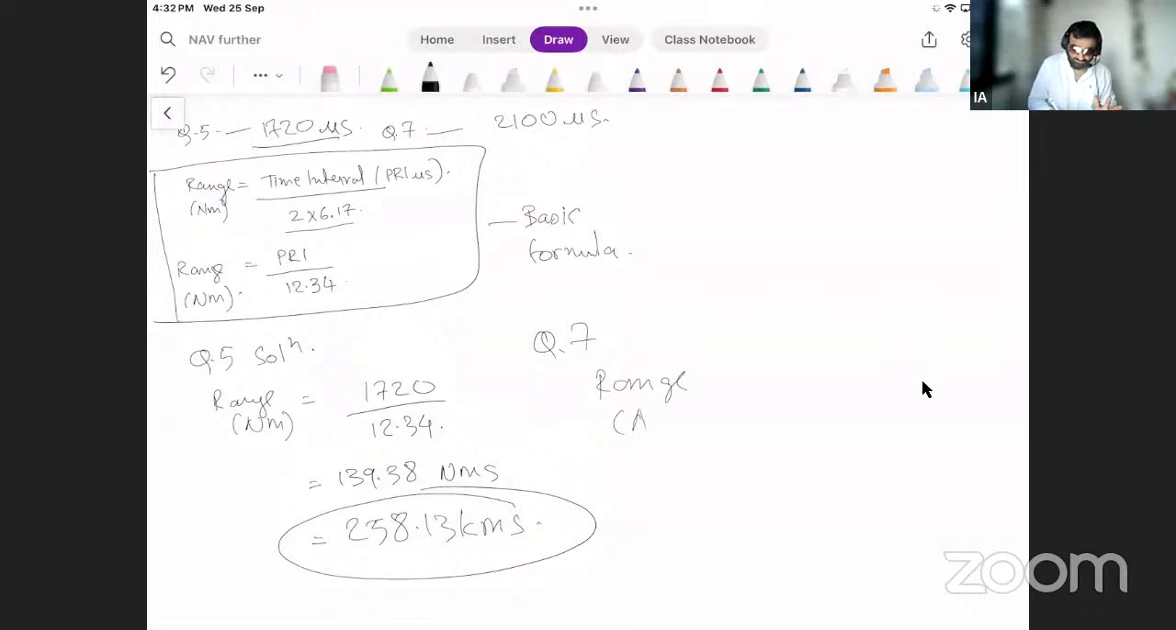Range in nautical miles is equal to 2100, that is PRI, upon 12.34. Be careful with your scientific calculator. Don't press division instead of subtraction or subtraction instead of division. Things can happen when we are panicking, when we are in a rush, when we are worried. So be careful here because every mark is important. I'm getting an answer as 169.35 nautical miles.